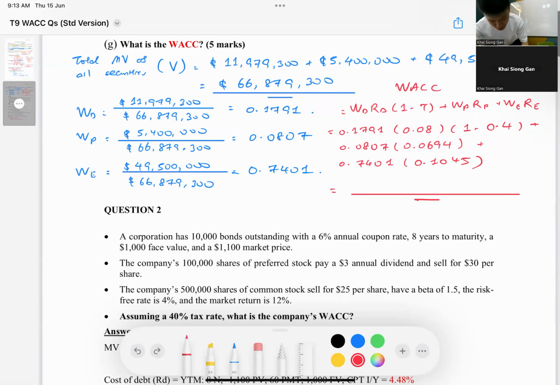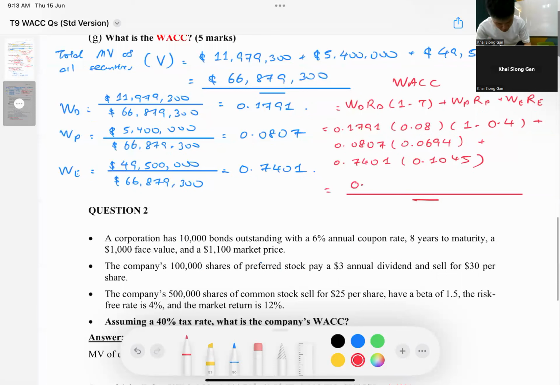So the answers will be 0.0915. Okay, but I want to convert into percentage, so which is 9.15%. So that's the final answer. So this is your cost of capital. That means the required rate of return that you must achieve for the lenders and the shareholders.